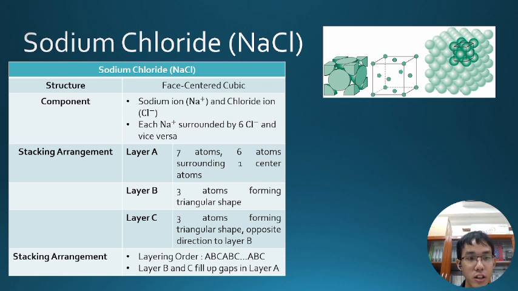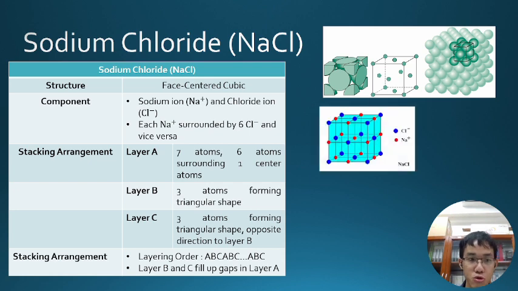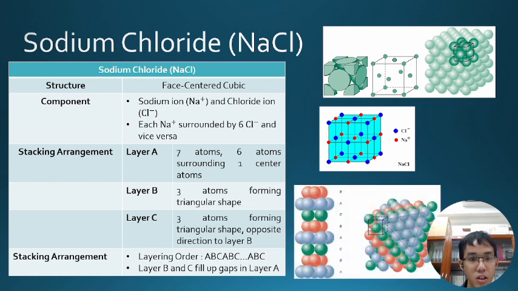And if you look at the whole crystal macroscopically, each sodium ion will be surrounded by 6 chloride ions, and the reverse is also true. Since I have said that sodium chloride is a face-centered cubic structure, it has a unique stacking arrangement like any FCC crystal. The layer of FCC consists of 3 layers.